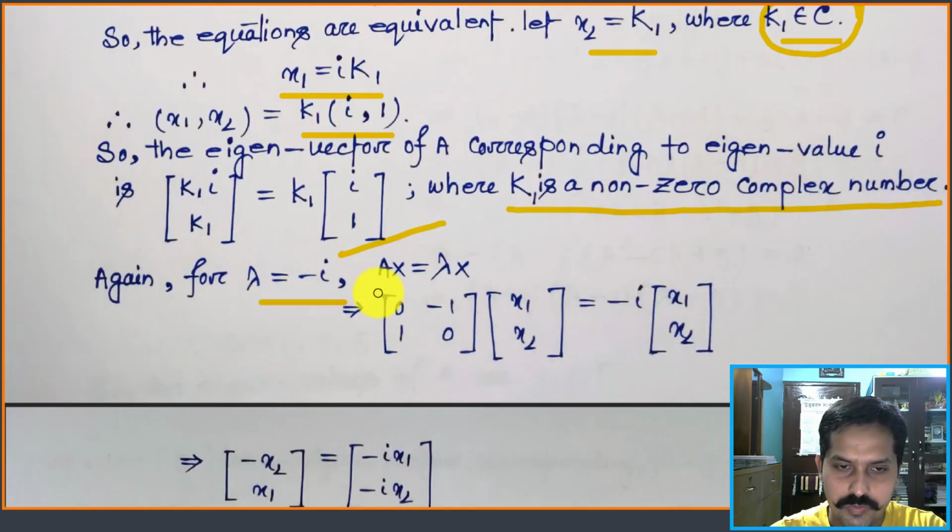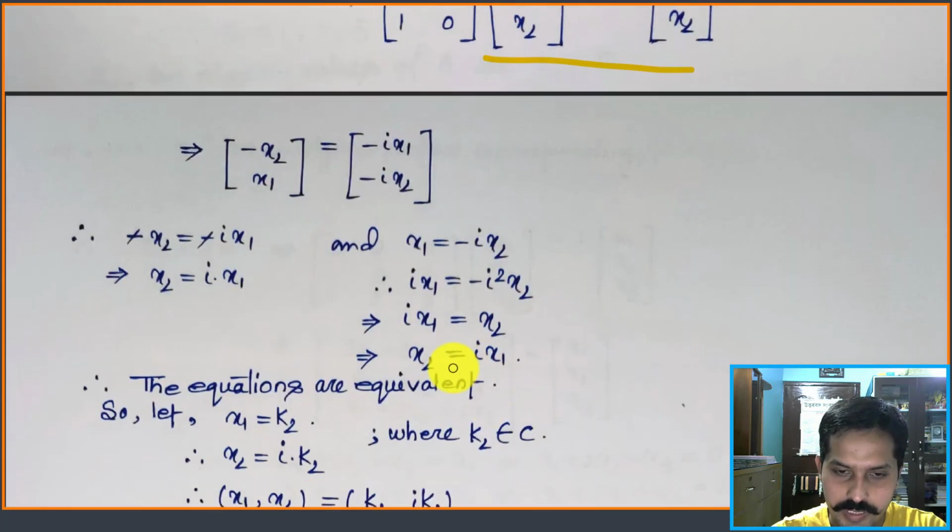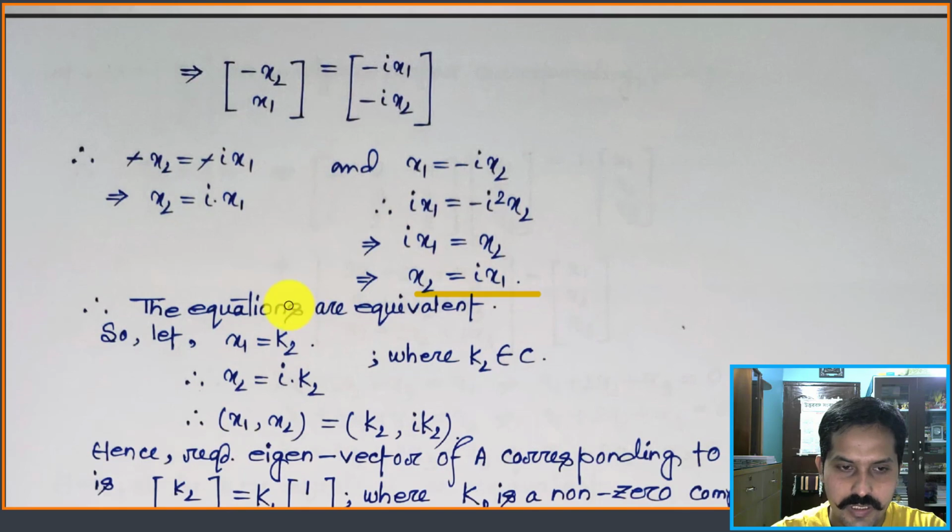Again, for lambda equals minus I, we do the same thing. Okay, and we get x2 equals ix1. The equations are equivalent, so let x1 equal k2.